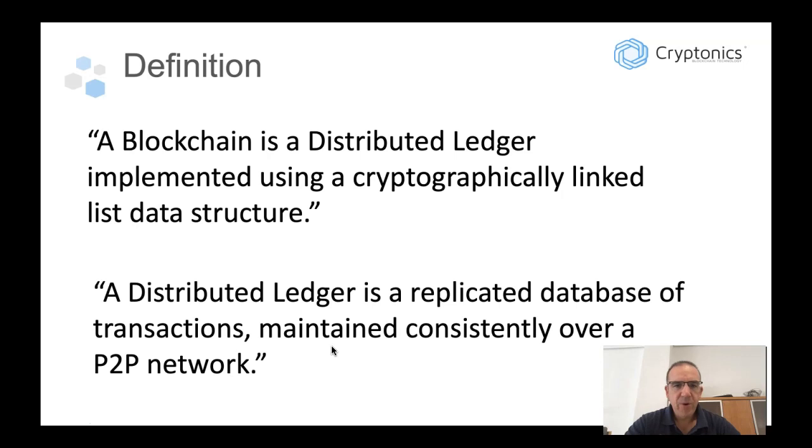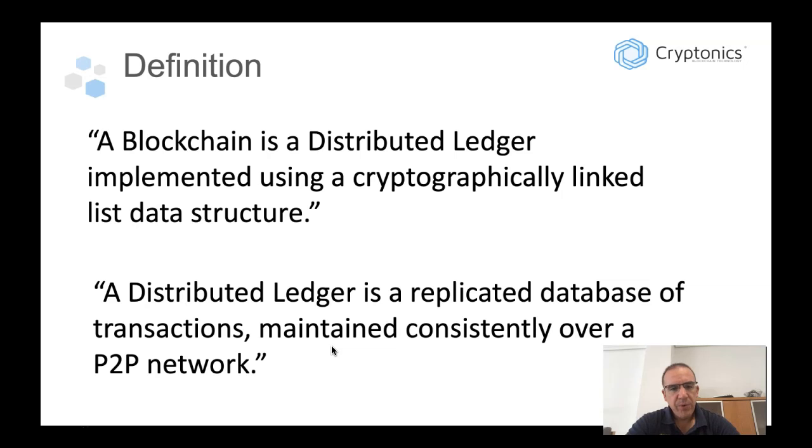So if we talk about a distributed ledger, we really have to define distributed ledger as well. And for me, a distributed ledger is a replicated database of transactions, which is maintained consistently over a peer-to-peer network. So the data structure is replicated on each node on a network on which there's no coordinator, there's no one defining the correct version of this database. So they have to reach consensus on a correct version. And all nodes are equal in the system.